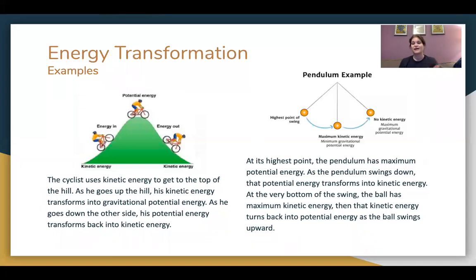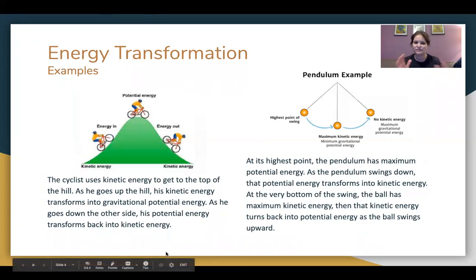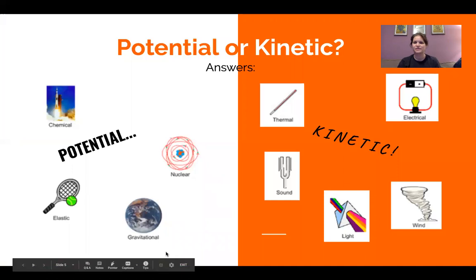Same thing actually in reverse is going on with the pendulum. When it's at its highest point, as it goes down, then the pendulum is picking up speed, and that's transforming into kinetic energy. And then when it starts going up again, then it's transforming back into gravitational potential energy. So that's generally really all we're talking about here.